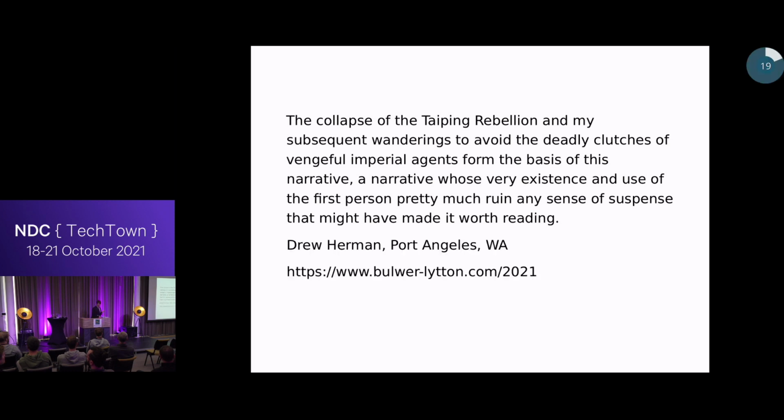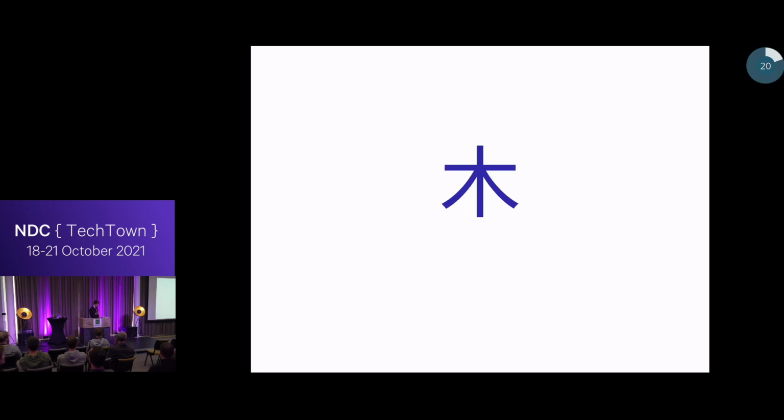This is from the Bulwer-Lytton competition. I recommend everyone just go to that website and read through all the winning entries. They're fabulous. Okay, so let's talk about trees. This is the Japanese and probably also Chinese word for tree. It's ki in Japanese.